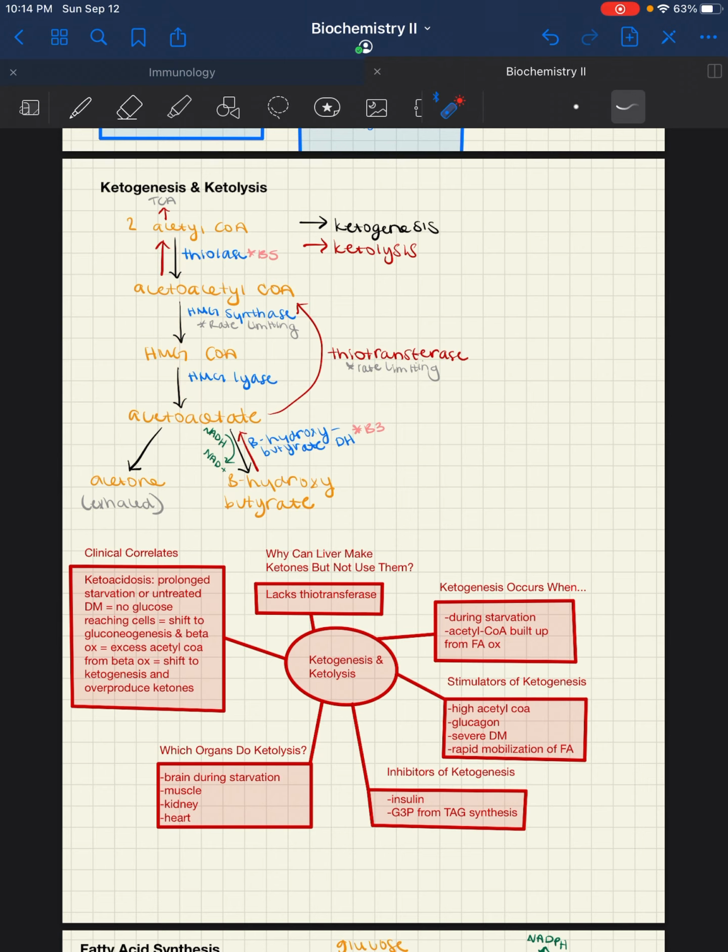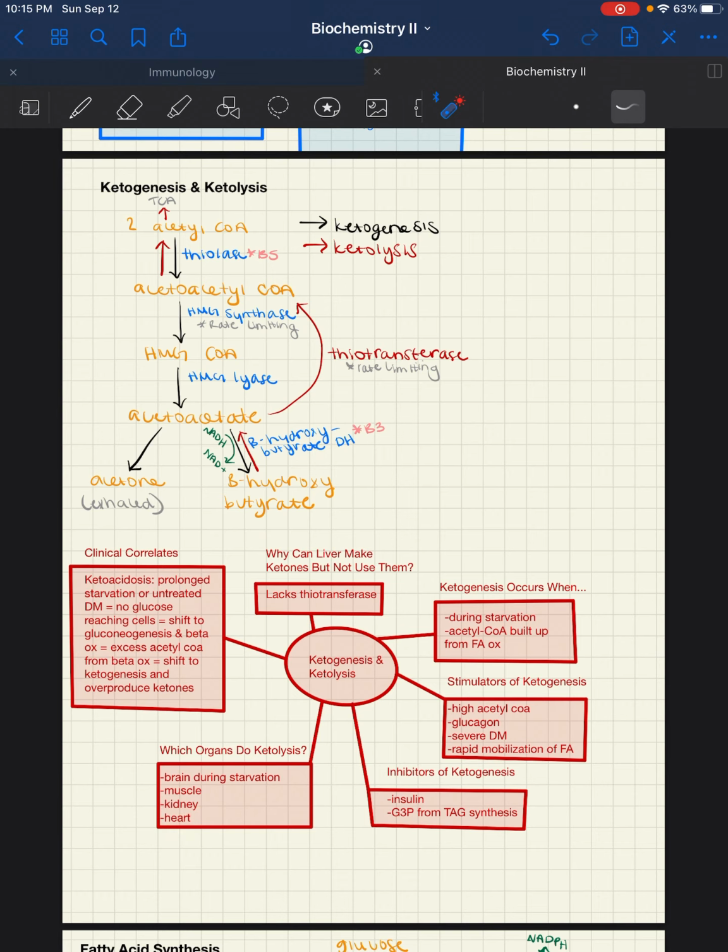This pathway is inhibited by insulin because insulin's going on in the fed state, and this is happening during starvation. G3P will inhibit this pathway. Basically anything in the synthesis pathway is going to inhibit this pathway because this pathway, again, is occurring in starvation. Organs that do ketolysis, which means they break down ketones into acetyl-CoA for energy, would be the brain during starvation, muscle, kidney, and heart also during starvation.